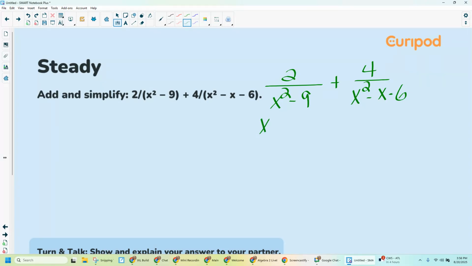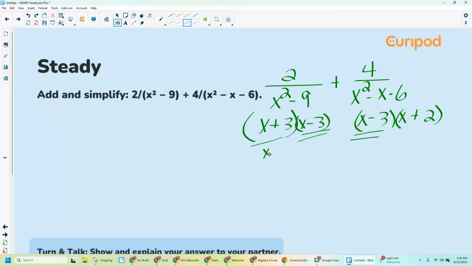This one's going to factor as a difference of squares, so that's x plus 3 and x minus 3. This one's going to factor: factors of negative 6 that add up to negative 1 is negative 3 and positive 2. So I have close to the same. I have x minus 3 in both of them. But this one is missing x plus 2, and this one is missing x plus 3. So I need to multiply the numerator by those.